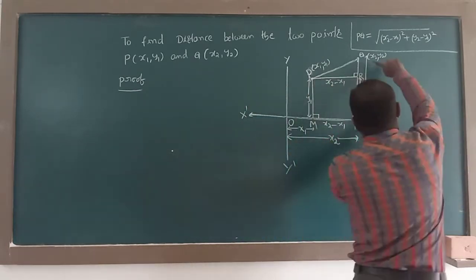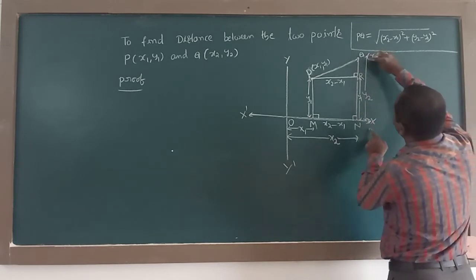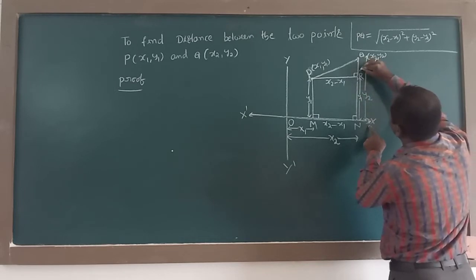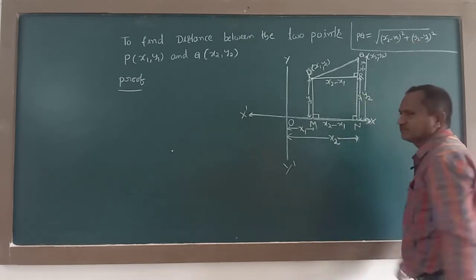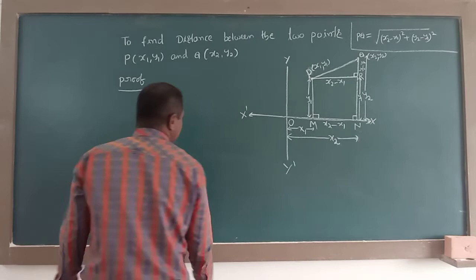Next, total distance y2 and remaining distance y1, then the QR distance can be written as total minus remaining distance, that is y2 minus y1, which can be written as QR. Like that, we are going to take points here.